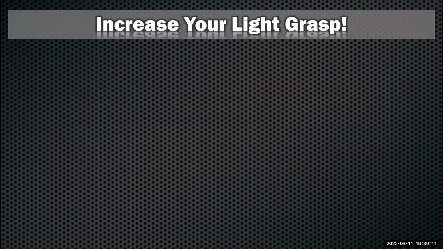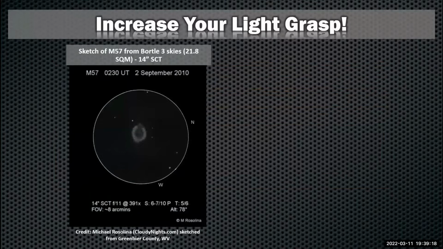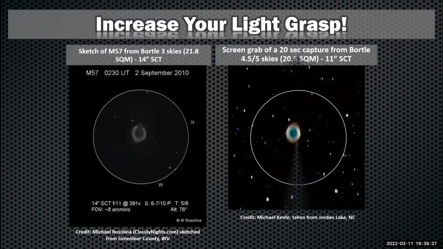And I think for me, one of the biggest ones is really increasing your light grasp. So in this scenario, I'm showing a sketch from a gentleman in West Virginia, very dark skies, and he's using a 14-inch SCT. You can see what he was able to see through his telescope of the Ring Nebula, M57. Now, in this next view, I took this screenshot. It was 20 seconds. This was from Big Woods, and I took it through an 11-inch SCT.